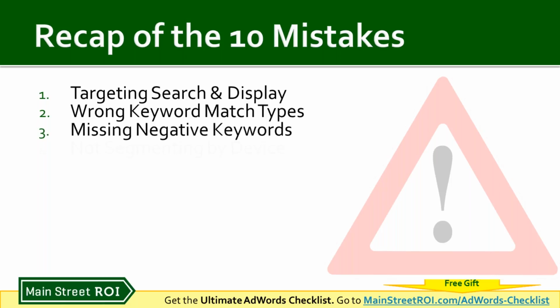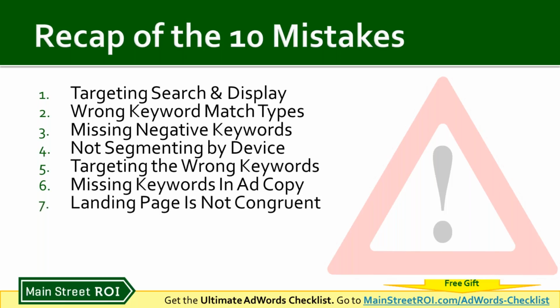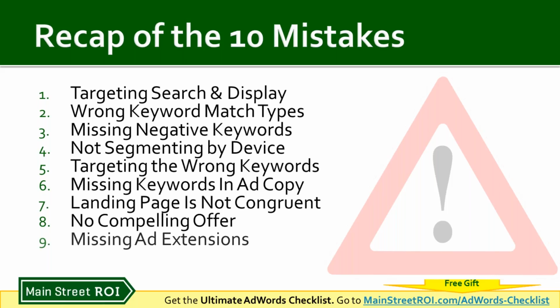You want to make sure you have negative keywords in your account. You want to segment by device, and if you don't have a mobile optimized site, then just turn off mobile targeting. We talked about targeting the right keywords, buying intent versus research intent. We talked about putting the keywords in the ad copy, making sure your landing page is congruent, making sure you have a compelling offer versus your competitors, adding all of the ad extensions, and setting up conversion tracking.